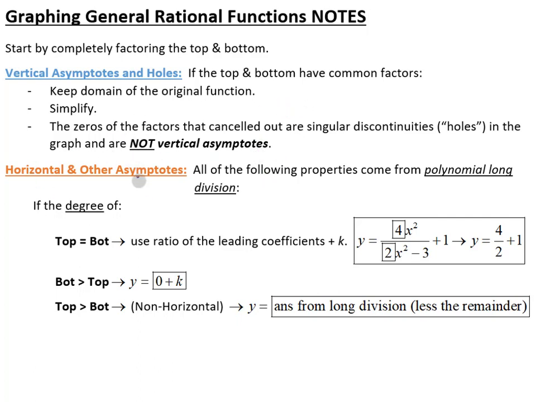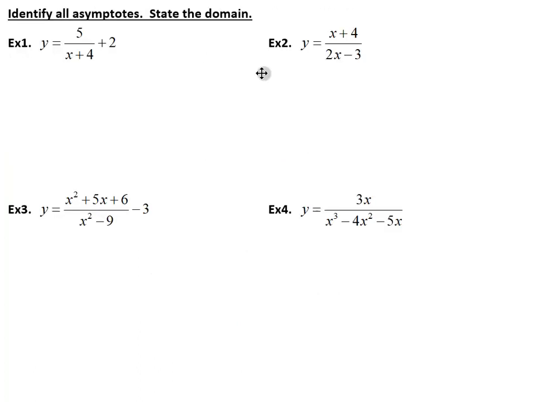So before we even get to the second part, let's do an example to start with, just talking about our vertical asymptote and or holes. For our first example here, identify all asymptotes, state the domain. It says to first start by factoring completely. We might note in number one, there's pretty much nothing we can factor there. I can think of the bottom as its own factor, x plus 4.